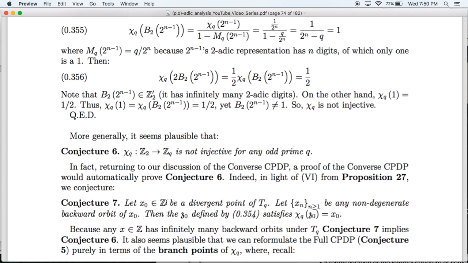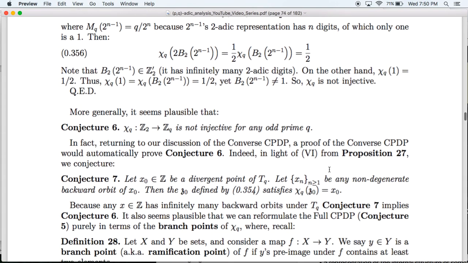Let x0 be a divergent point. Let xn be any... So the reason why this follows is if chi q is... I got it wrong. Sorry. It's the other way around. It's not that injectivity would prove the converse CPDP. It's that the converse CPDP would prove the non-injectivity.